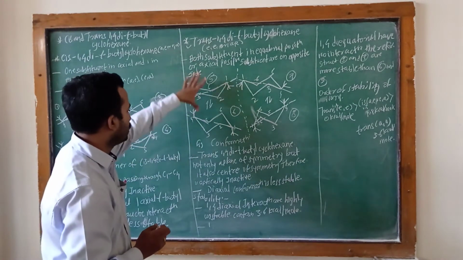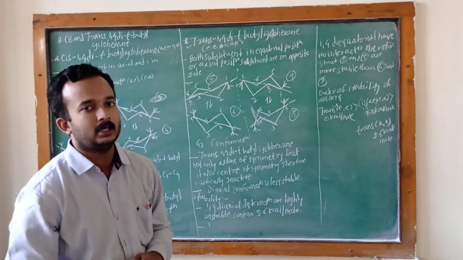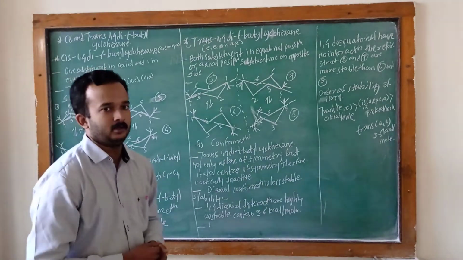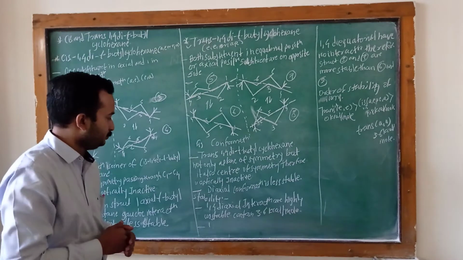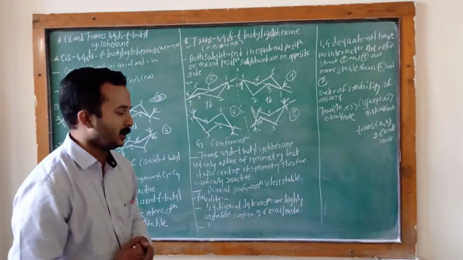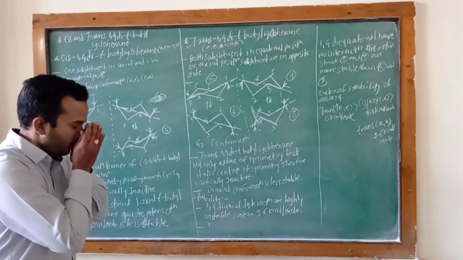It shows the non-superimposable mirror image, such as enantiomer. And therefore 6 and 8, it also shows the non-superimposable mirror image. It is called an enantiomer. Okay, this is all about the conformation of the trans 1,4 ditertiary butyl cyclohexane.